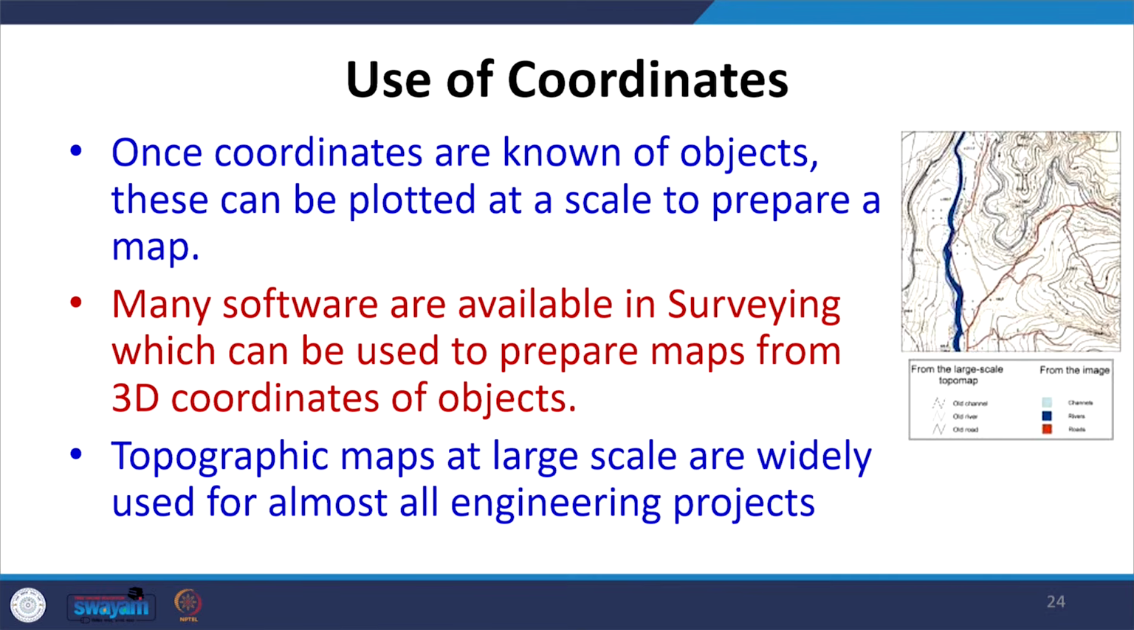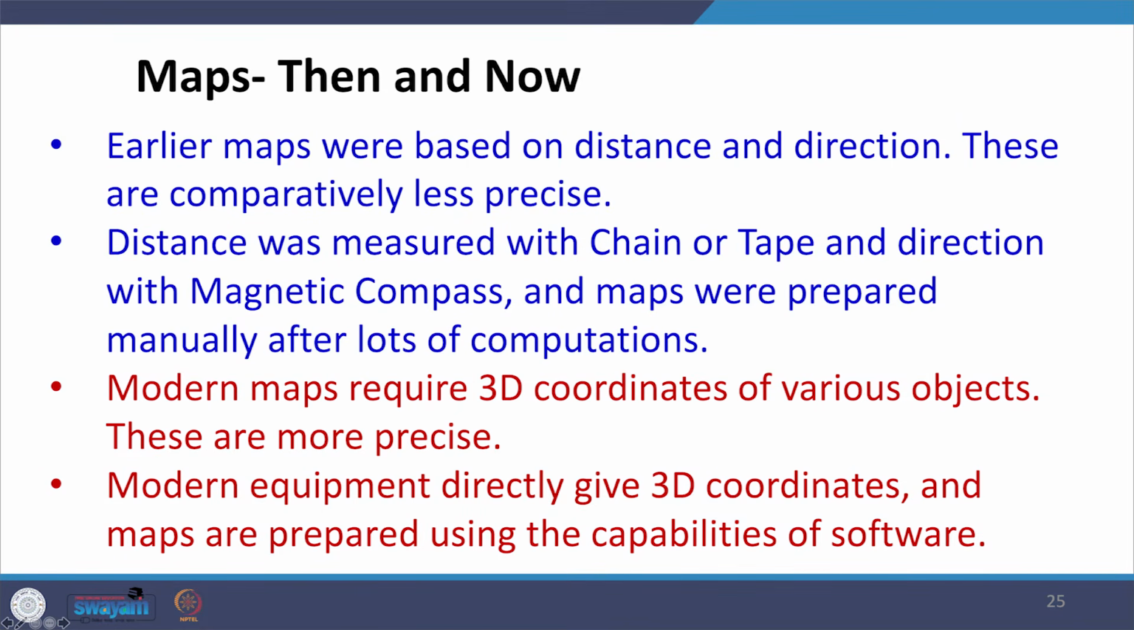Earlier we were determining the coordinates from the measurements which we were taking, but nowadays we are directly determining the coordinates from many of the instruments. Now, earlier maps were based on distance and direction, as I already told you, and these are comparatively less precise because of the least count of the equipment or the methods which were used. Distance was measured with chain or tape, and direction mostly with the magnetic compass, and these maps were all manually prepared with lots of computation which was also done manually.